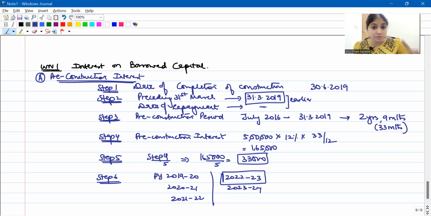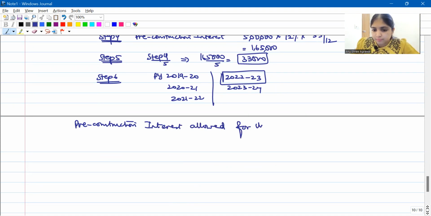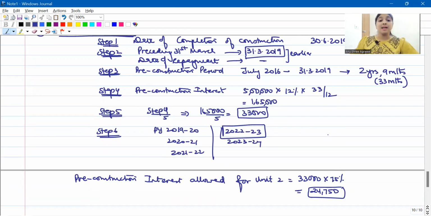And how much? 33,000. But listen, this 33,000 is for the entire property. We are calculating only for the let out portion. So for the let out portion, what will the pre-construction interest be? Make a note of that also. Pre-construction interest allowed for unit 2 is equal to 33,000 into 75%, which will be 24,750. Is it still clear, guys?